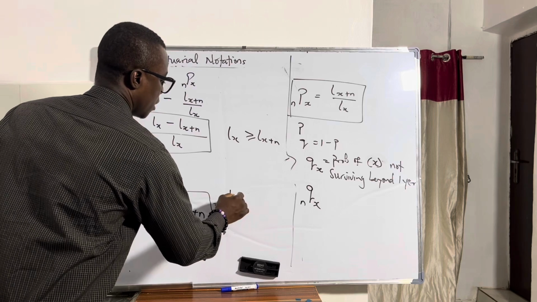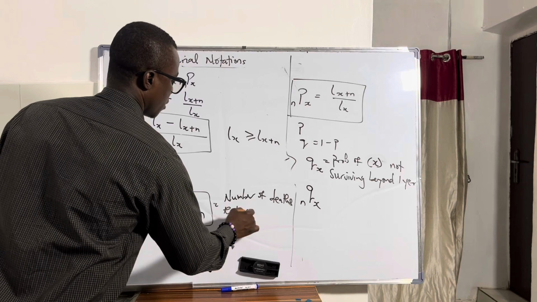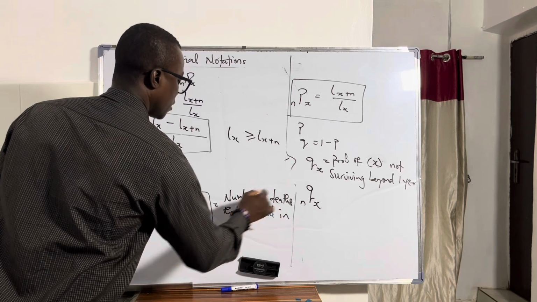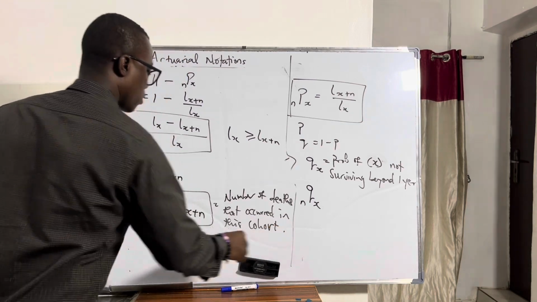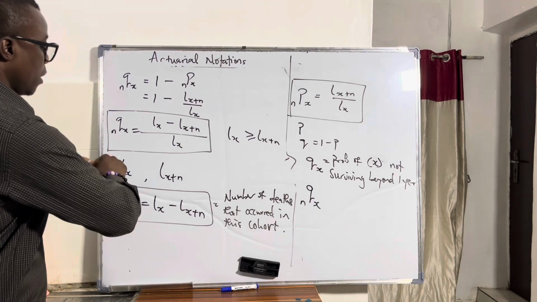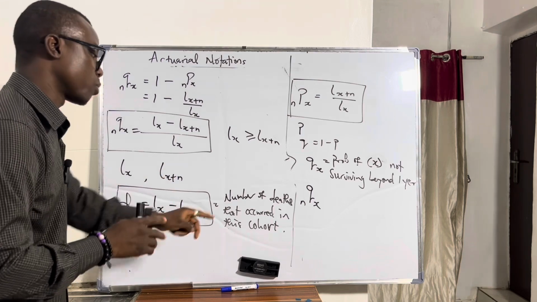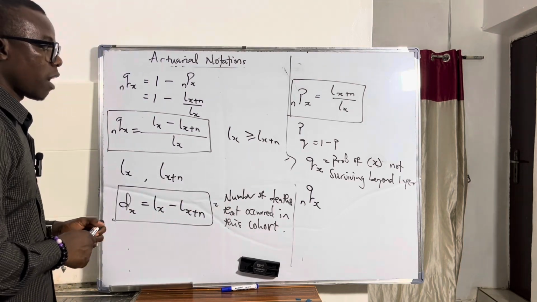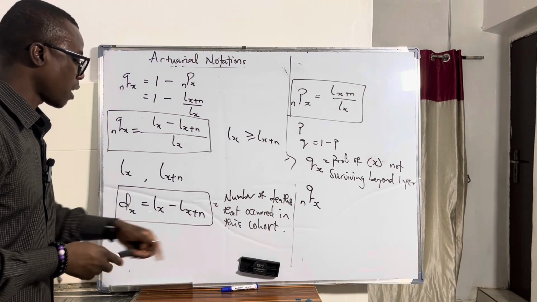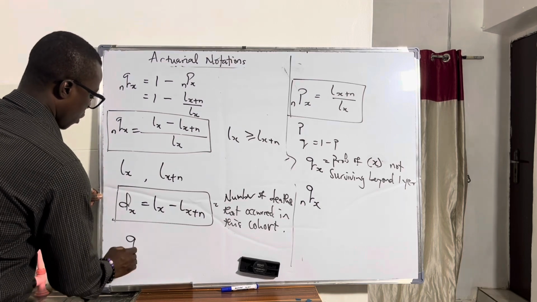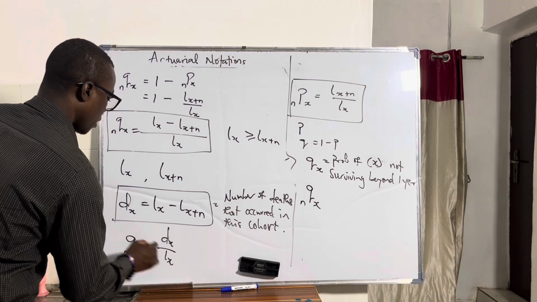So I'm going to say the number of deaths that occurred in this cohort, the number of deaths that occur in this cohort. Cohort, I mean all those individuals that were given birth to in this particular year, they form a particular group. So the number of deaths that occur, that is what we have here. Now we can relate this with this. You can see that we have something like this, Lx minus Lx plus n. So I can simply say Qxn is same as dx over Lx.